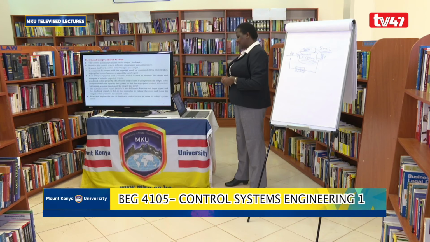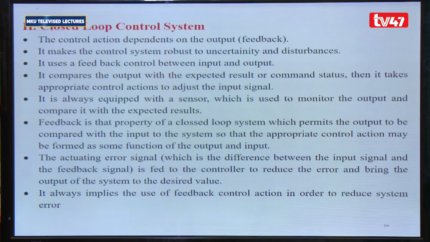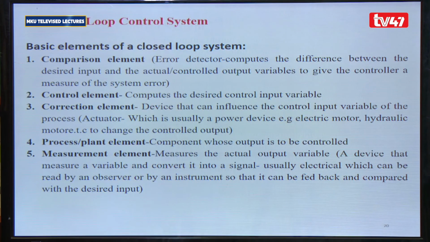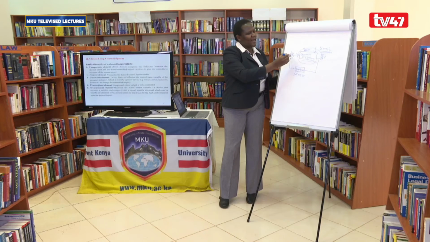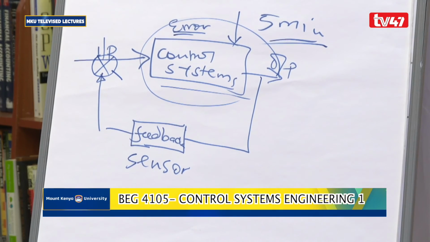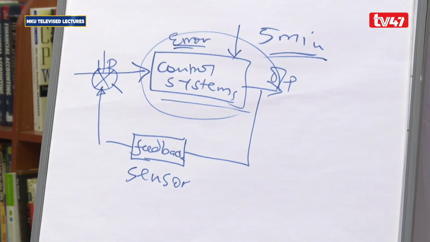It is always equipped with a sensor which is used to monitor the output and compare with the expected results. Now this feedback is the sensor. All those are explained in that particular slide. And the components or elements, we have the comparison element, control element, correction element, process or plant element, and the measurement element. Because the feedback does the comparison, we have these as the comparison element, and then the correction element.